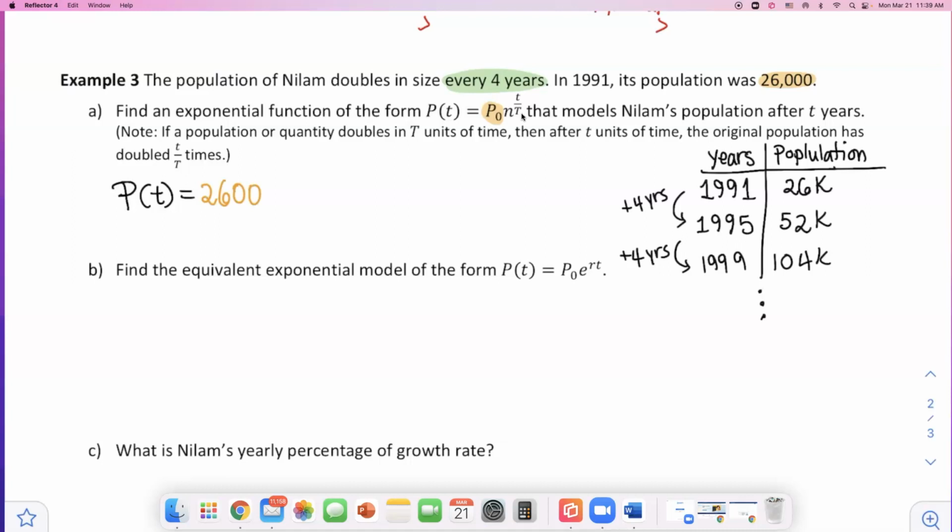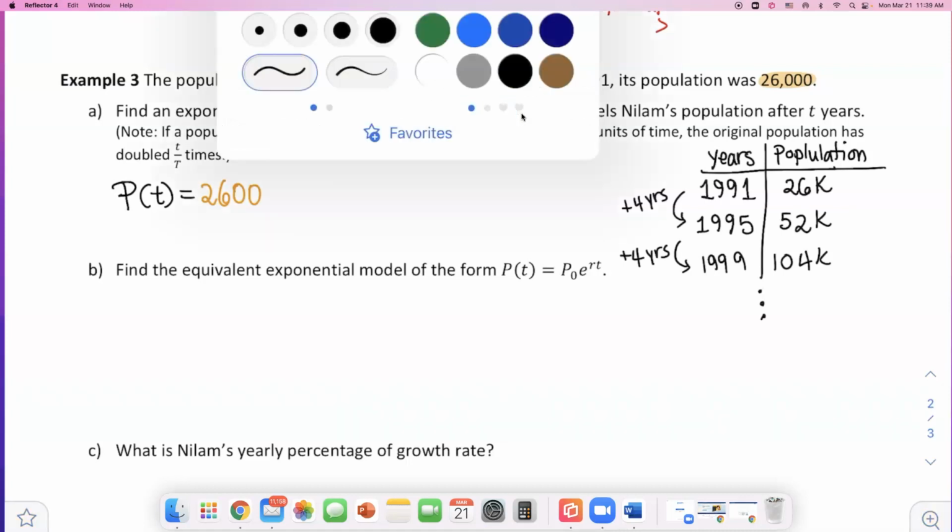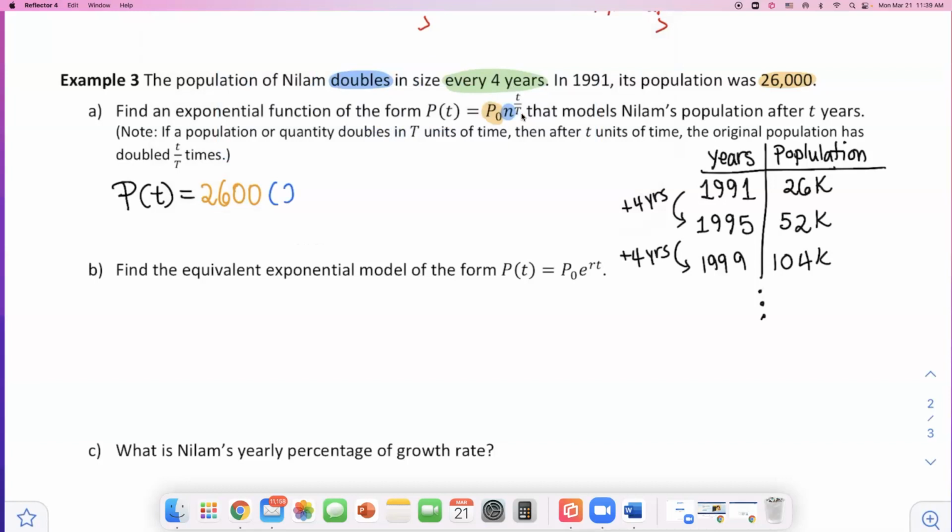And now I'll tell you what n is, okay? n is going to be 2 in this case. n is 2 because this population is doubling in size. So the base of this exponential function is going to be 2 because the population is doubling. I would have used 3 if Nilam's population were tripling. So for doubling, use 2.